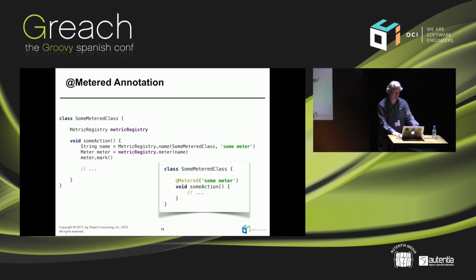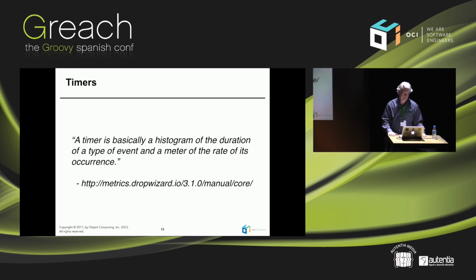Okay, very good. So another piece of the Drop Wizard library is a timer, which maybe has some things in common with a meter, but it's different than a meter. A timer is, again, quoting the Drop Wizard documentation, basically a histogram of the duration of a type of event and a meter of the rate of its occurrence. The wording there maybe is hard to follow, but a timer keeps track of how long something takes to happen, is at least part of what a timer does. A meter keeps track of how often something happens. A timer keeps track of how long something takes to do, and you might be interested in one or both of those things.